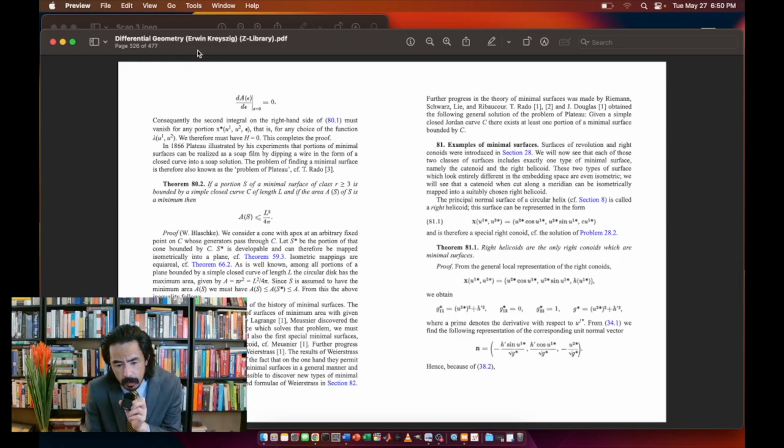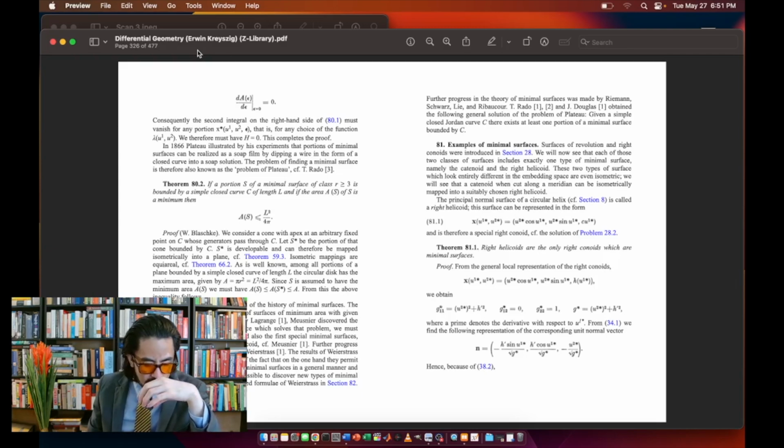Namely, n, that vector, is equal to 3 entries, the first being the negative fraction with the numerator h prime times sine of u1 star all over a denominator of the square root of g star. Then the second entry of the unit normal vector is h prime times the cosine of u1 star all over a denominator of the square root of g star. And then the third entry is the negative fraction of u2 star all over a denominator of the square root of g star.